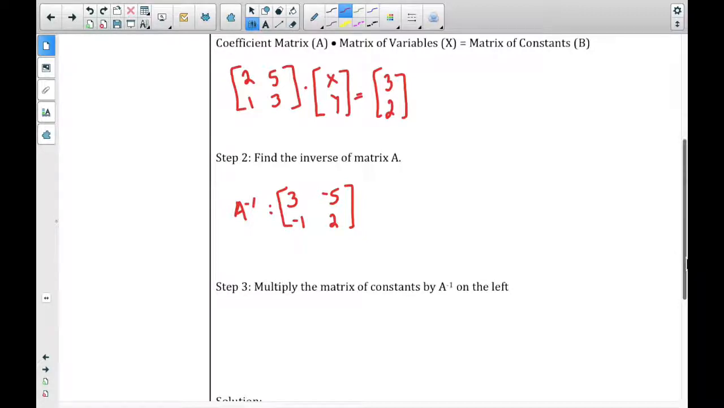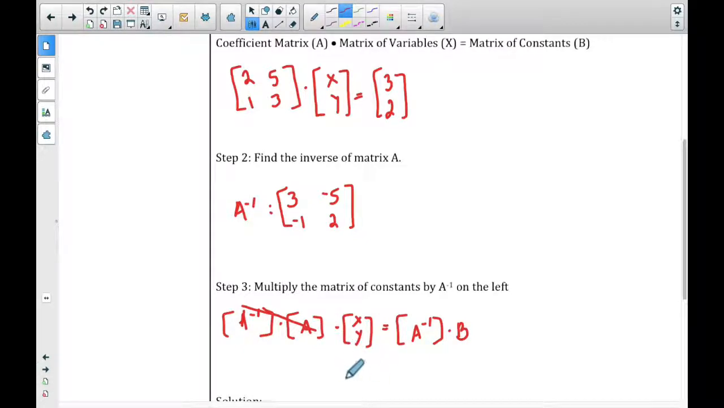Okay, step 3, multiply the matrix of constants by the inverse of A on the left. And I'll tell you what I mean by on the left. What this means is we're going to take the inverse of A times matrix A. We're going to leave that xy, that variable matrix, in there. Notice since I did that on the left-hand side, I also have to do the inverse of A on the left-hand side of B. So when I do the inverse of A times A, those cancel each other out. They become 1. And so now I have x over y as my variable matrix.